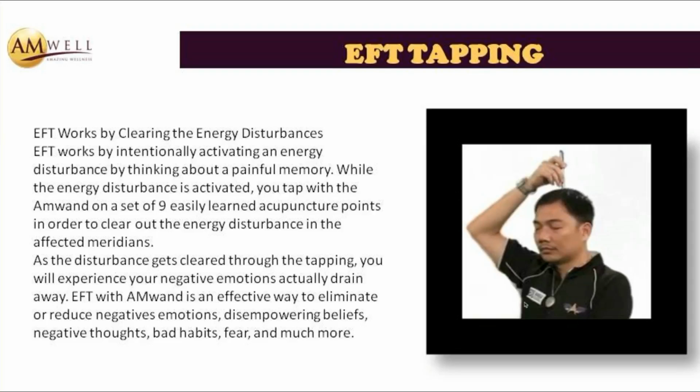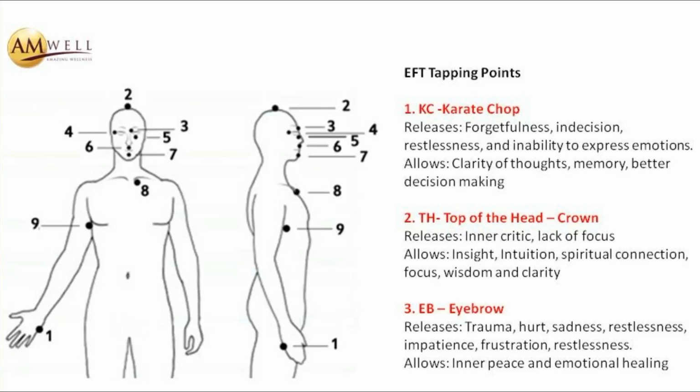EFT with the M1 is an effective way to eliminate or reduce negative emotions, disempowering beliefs, negative thoughts, bad habits, fears, phobias, and so on. We all have our own vices, some bad habits that we want to get rid of. So we can use EFT tapping, especially to help us engage or improve our emotional IQ. All right, so the 9 points, a simple 9 points.